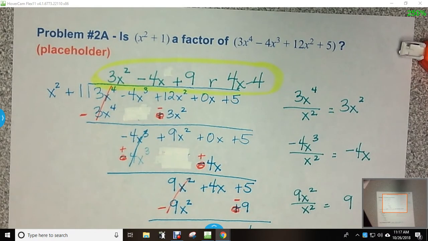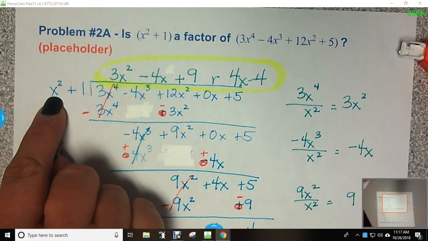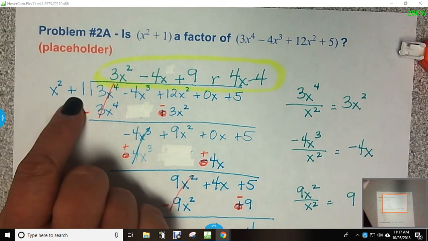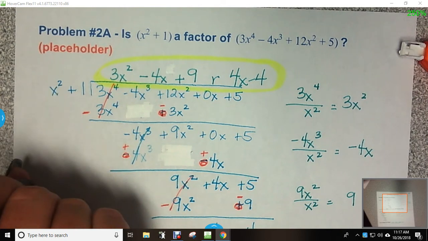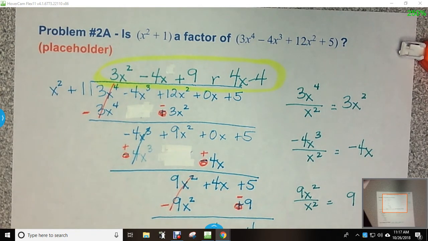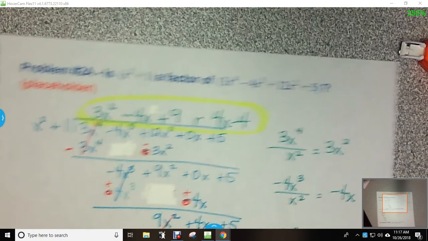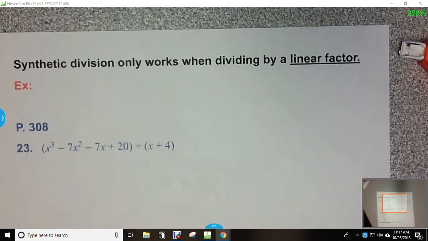Alright, we're talking about long division will always work. Look what I divided by in this problem a few minutes ago. I did x squared on the outside. I could not do this problem using synthetic division because this exponent is not a 1. You have to do this problem by long division. So, that brings us to this statement.